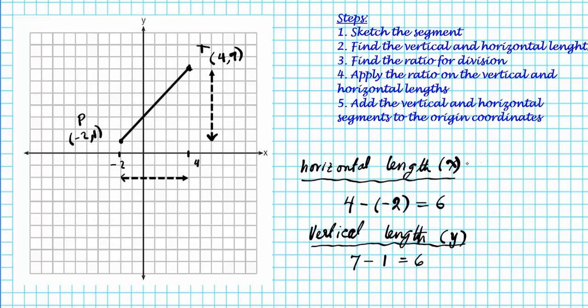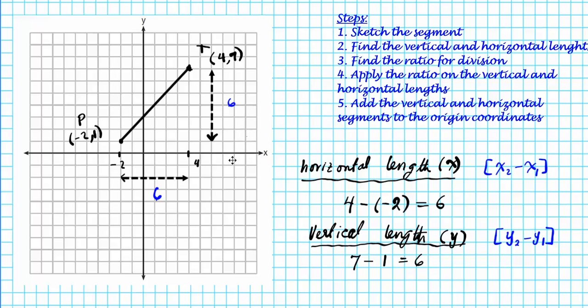All right, so let's write down the formula. Horizontal length, we did x2 minus x1. That's your run in the slope formula. And then for vertical length, we did y2 minus y1. You can use this formula or you can just count. All right, now we have the lengths of each segment. This one is 6, and that's 6. We're going to divvy them up in the ratio 2 to 1.